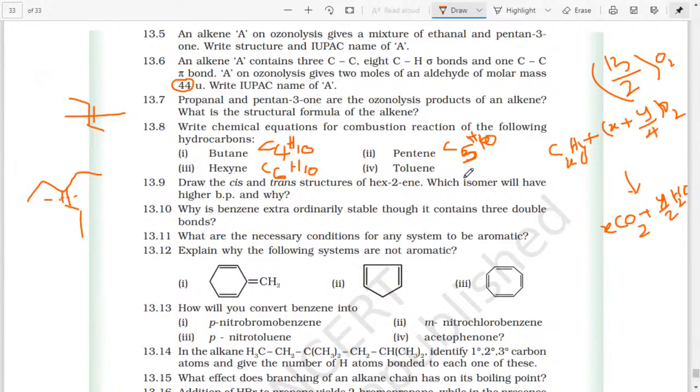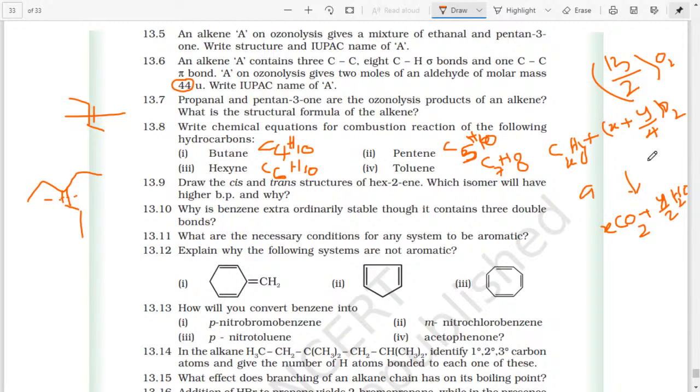So toluene, how many carbons are there? C7, and hydrogens, 5 hydrogens are from benzene and 3 hydrogens of methyl group, 8. So here what is the formula? 7CO2 and this is 28 plus 8, 36 by 4. 36 by 4 means 18 by 2. 18 by 2 means 9.